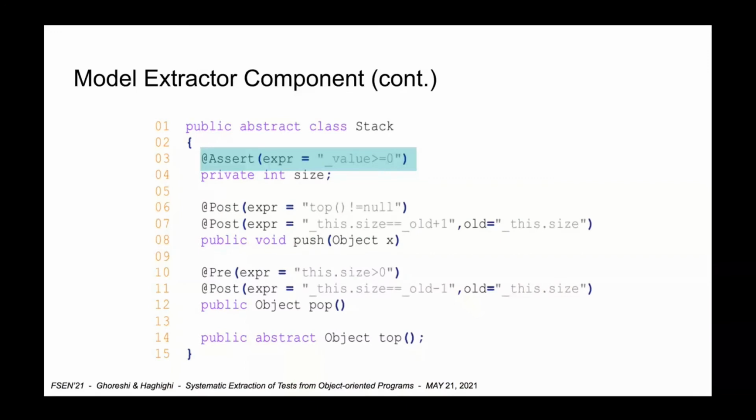This library can also use annotations to indicate conditions for entering or leaving a method. For example, in line 6, a condition is indicated with a post annotation, which ensures that after calling the method push, the top method cannot return a null value.